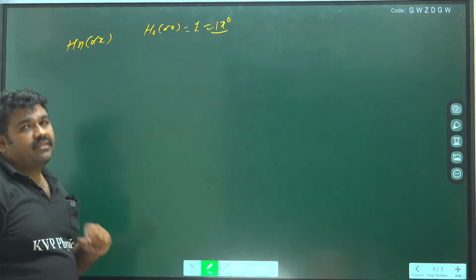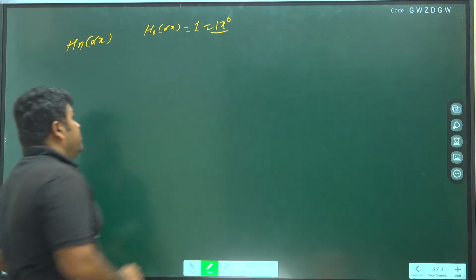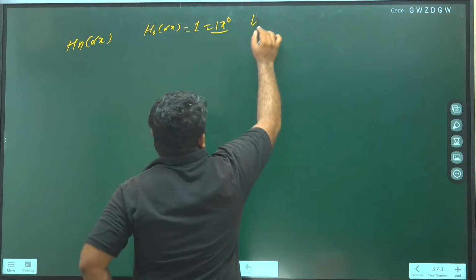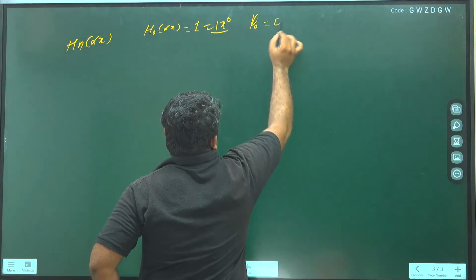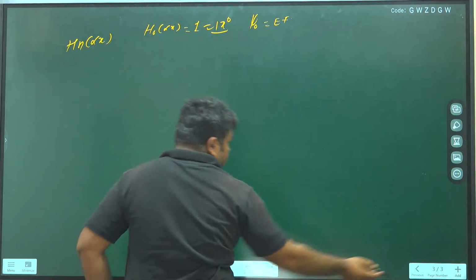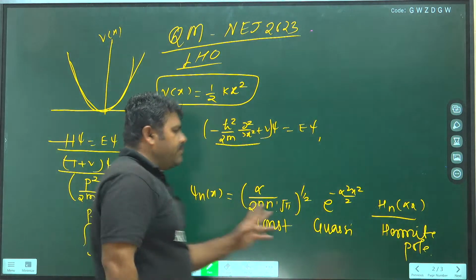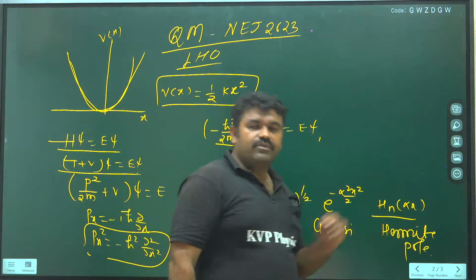This indicates that this function is even. Clear? Means total psi 0 is even function. Do you understand? Even function, because this does not depend upon the first and second part. This totally depends on the third part.